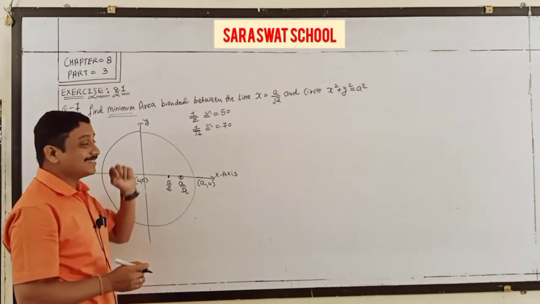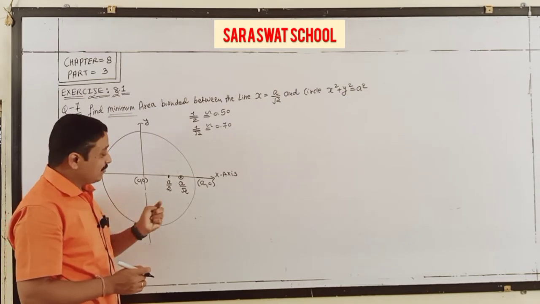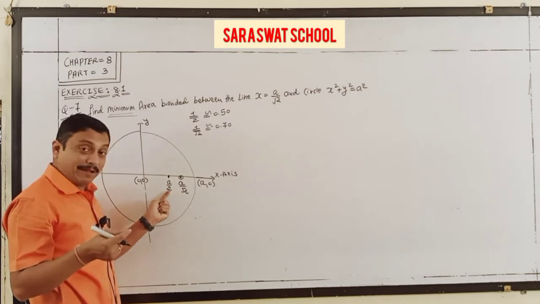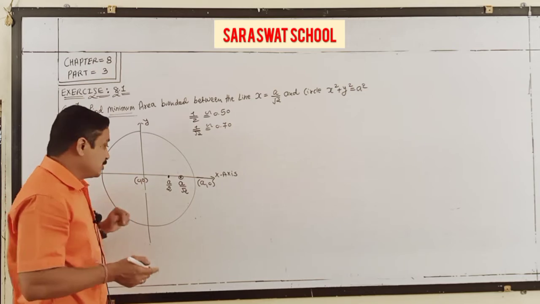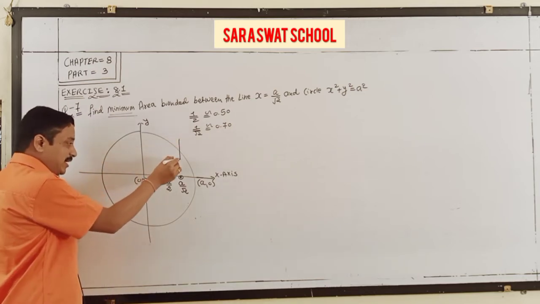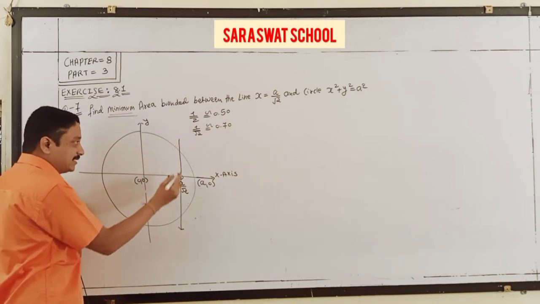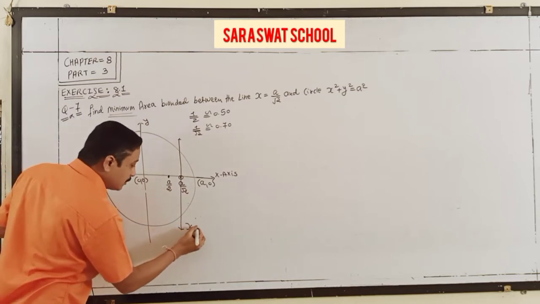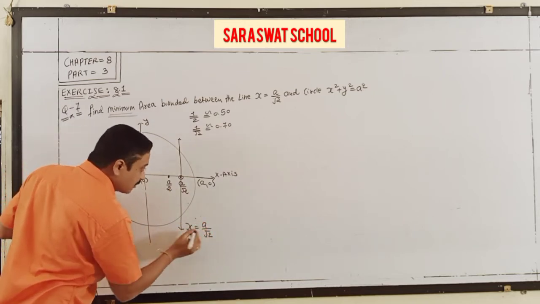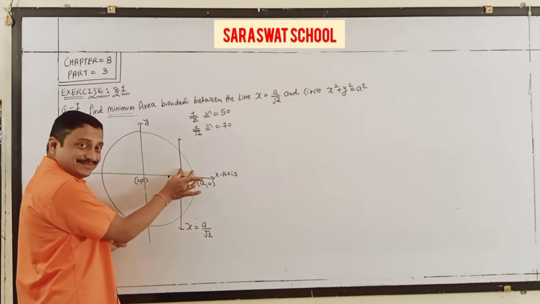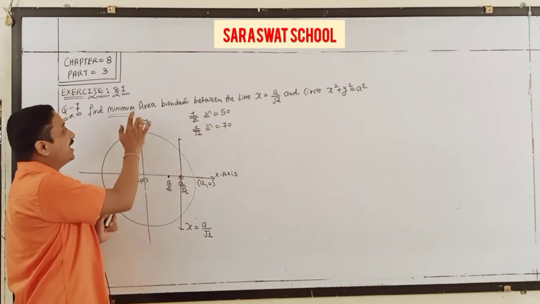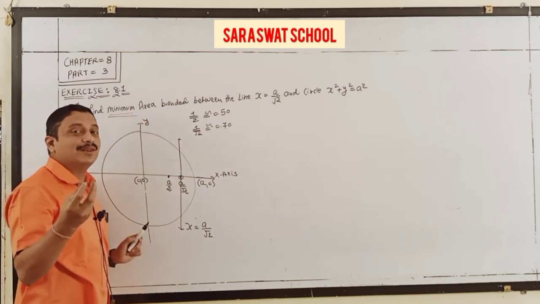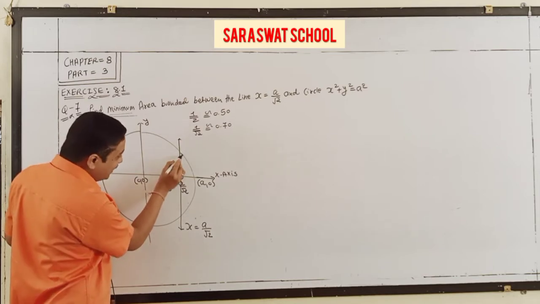That's the logic. Since a by root 2 is more than a by 2, I write it down here. So what's the area bounded between that? Yes, that's x is equal to a by root 2. So this area is minimum, and that is the maximum. I want the minimum. Logic over.